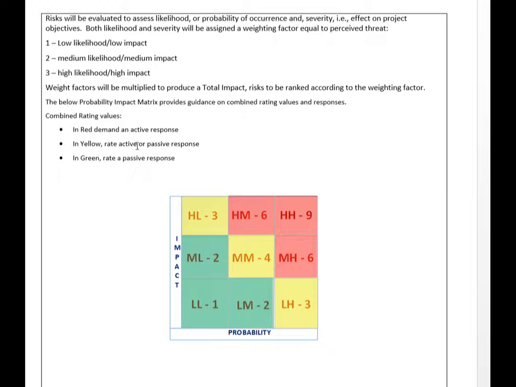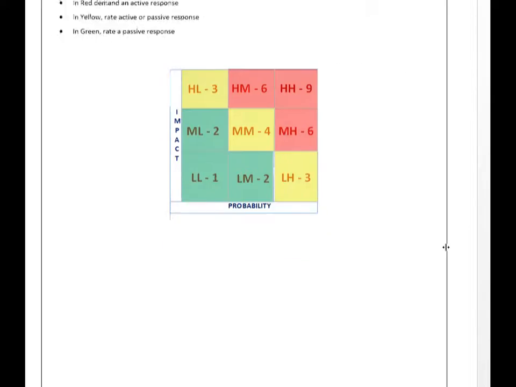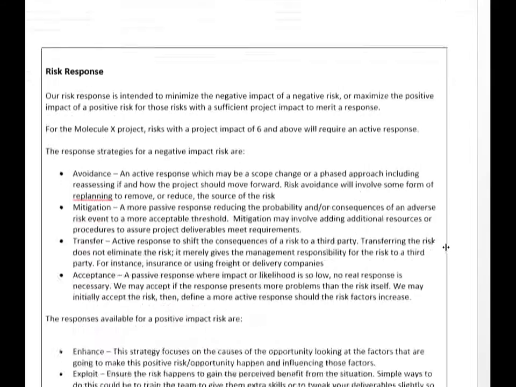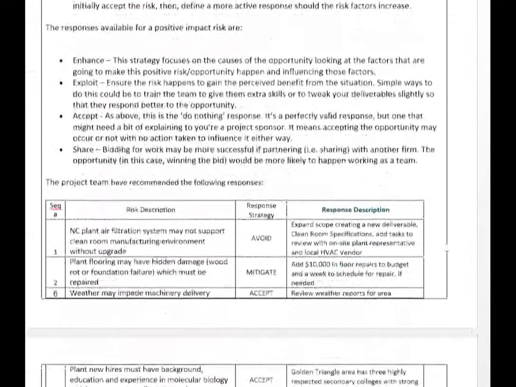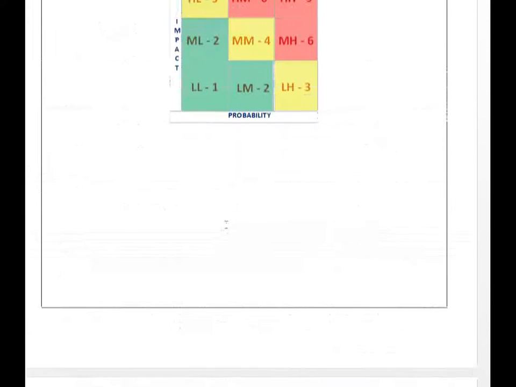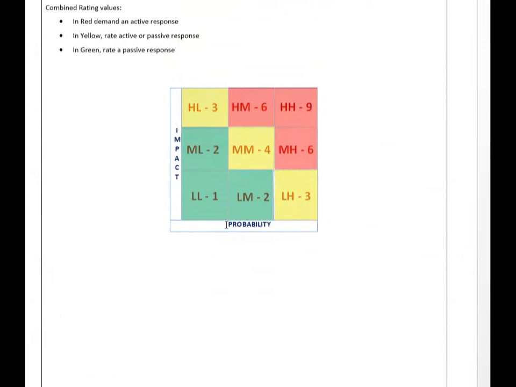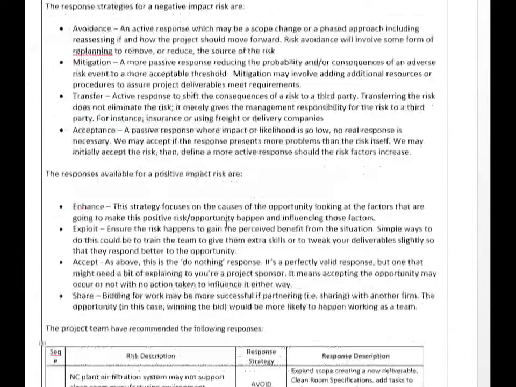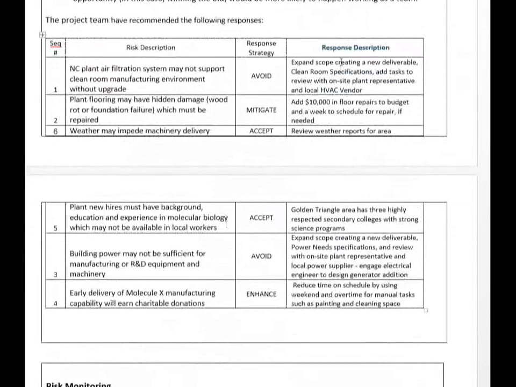I've added that the colors indicate the type of response, and then I've gone further to talk about the possible risk responses. Looking at our known risks sorted in order, I've put together a response strategy that conforms or aligns with the direction from the probability impact matrix and created a response description that matches.